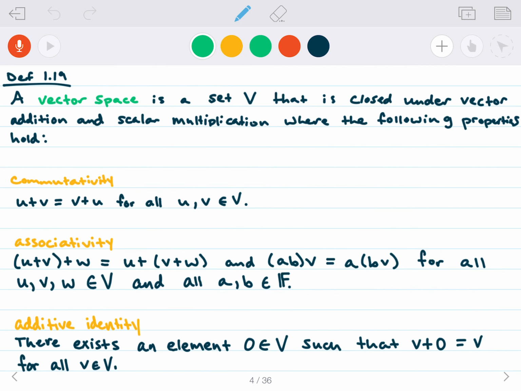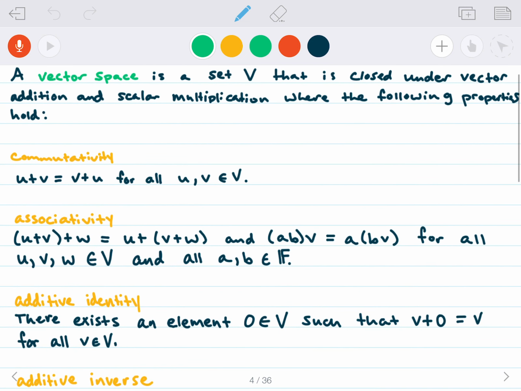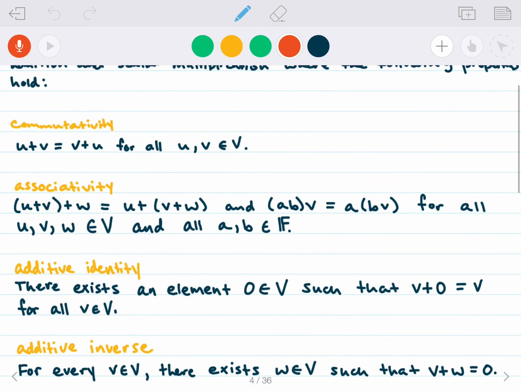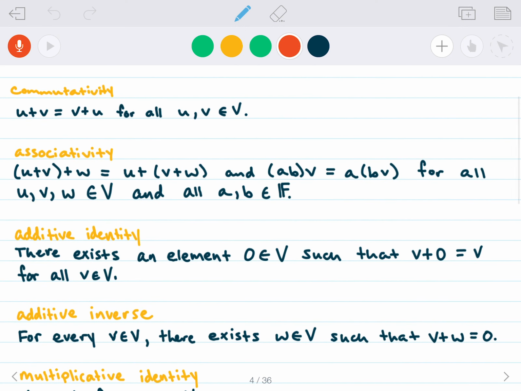So now we come to definition 1.19 in the book, vector space. A vector space is a set, V, that is closed under vector addition and scalar multiplication, and the following properties hold. So, commutativity. This isn't the most fun part of linear algebra, but it's something that you have to go through and learn about to get to the more interesting stuff. So let's just go through it, and once we verify all the properties for a few vector spaces, we'll never do it again.